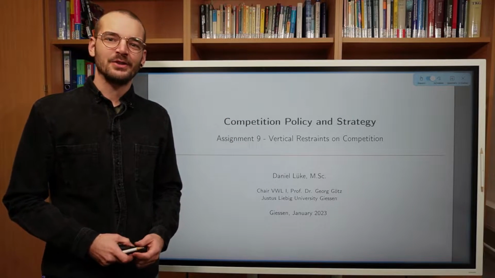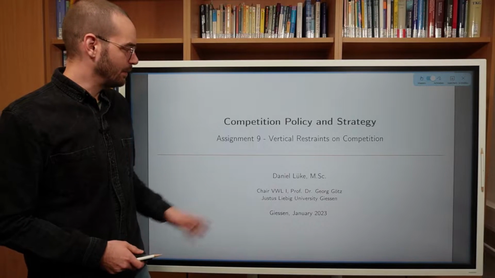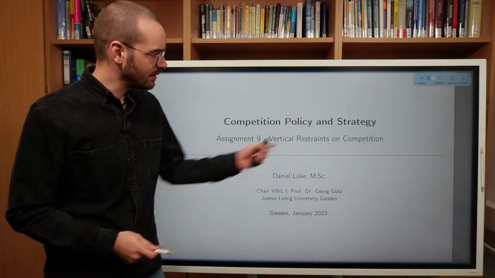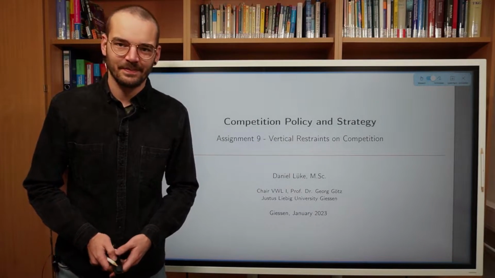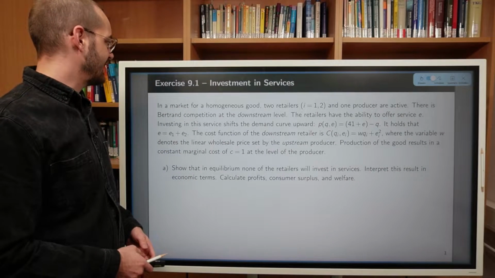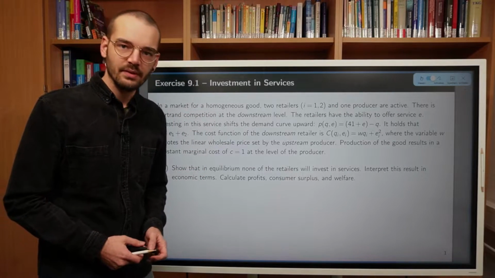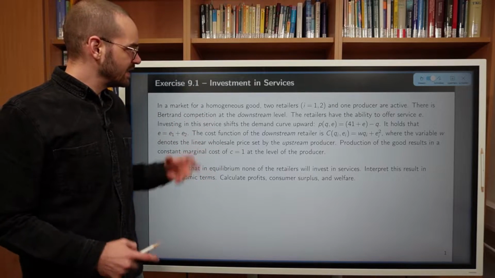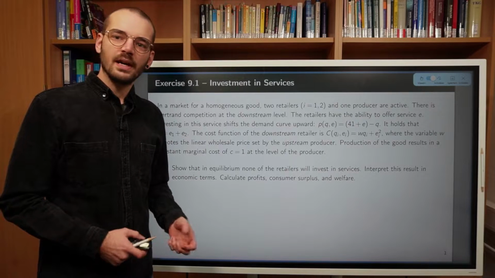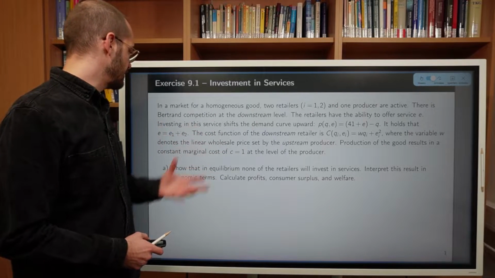This week we are going to talk about the solutions to assignment number 9 on the topic of vertical restraints on competition. In the first exercise we are going to talk about the topic investment in services. In order to analyze investment in services, we came up with the following model situation.